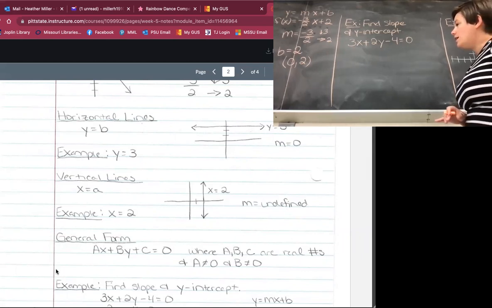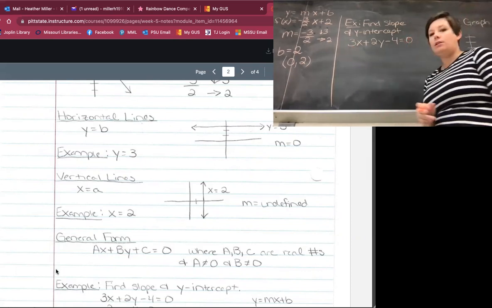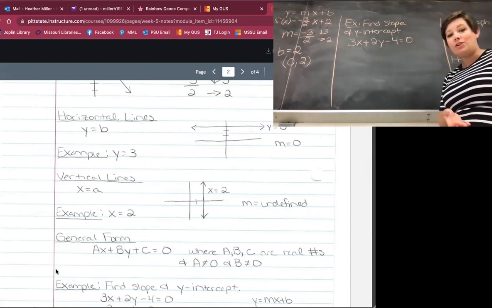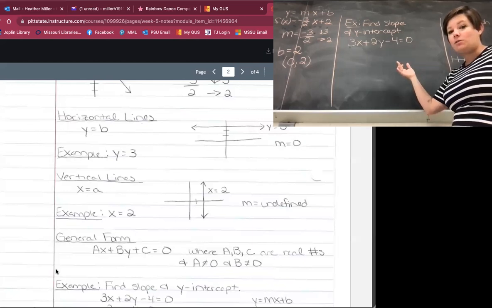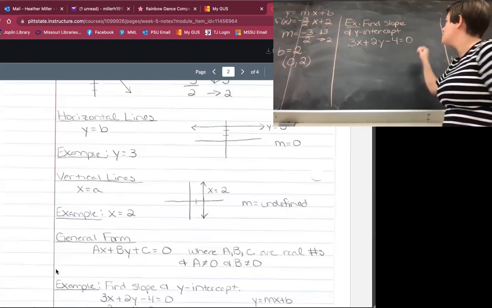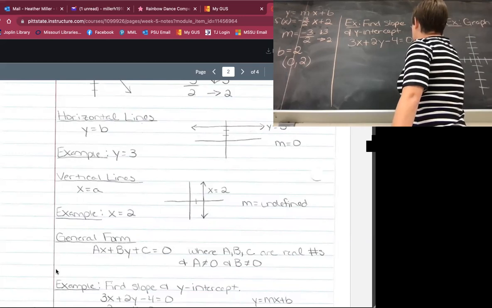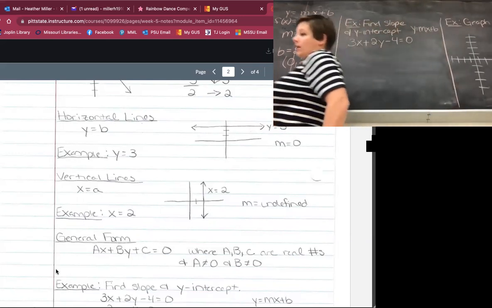So just looking at that, I can't say, okay, well, my slope is 3. No, we don't know that. Just because it's in front of the x, it's not in slope-intercept form right now, so I can't deduce that. So my goal is to get to this y equals mx plus b form. So how do I do that?